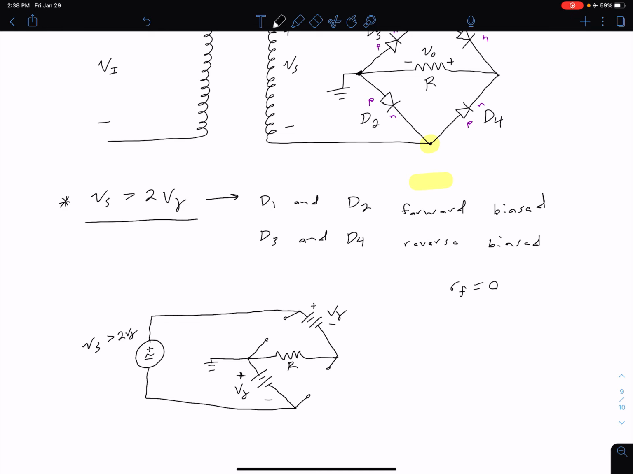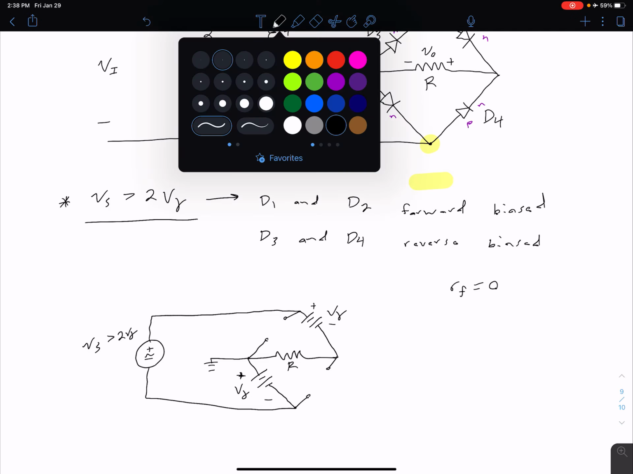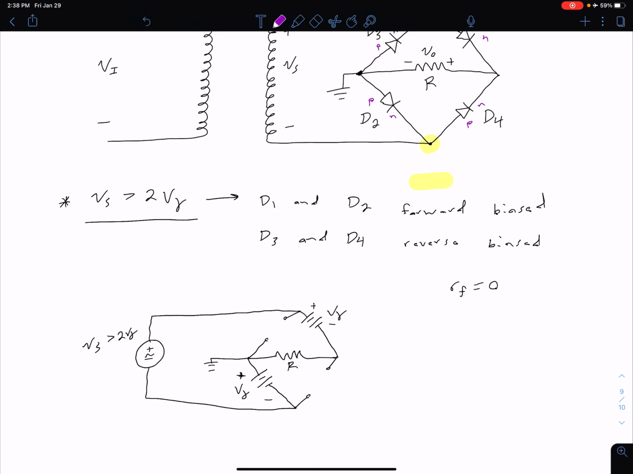And so what we're going to see then is that if we draw in our current here, so let's do purple current, our current is going to look something like this. So it's coming out of the positive side, going through D1, through our resistor, through D2, and then back to the negative side. So we can note that we have a voltage drop across our resistor that looks like this, from positive on the right to negative on the left.